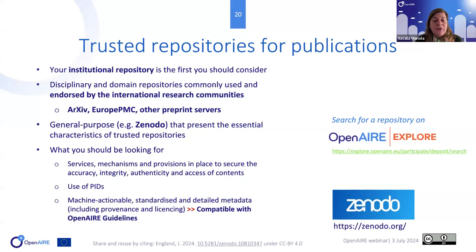PID is a persistent identifier, like a DOI, okay? DOI or ORCID are PIDs, persistent identifiers. Once you give this persistent identifier, it stays with the record forever, and it describes the record. So machine actionable, standardized and detailed metadata, including provenance and licensing, are very important to share with the world. When you want somebody to look into Semantic Scholar, OpenAIRE, Google Scholar, ChatGPT, whatever, you hope that your article will find its way in, for discoverability. Good metadata is very crucial, okay?